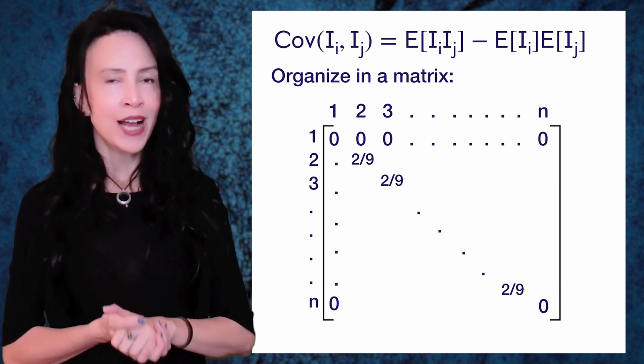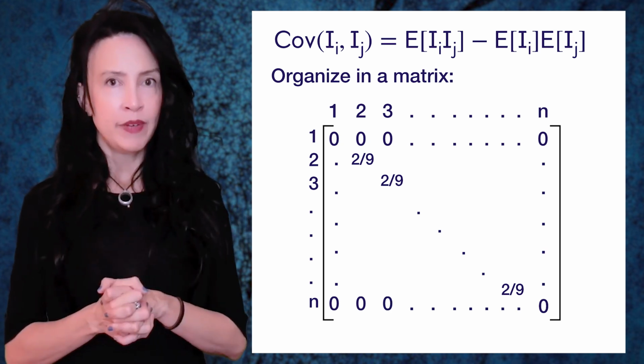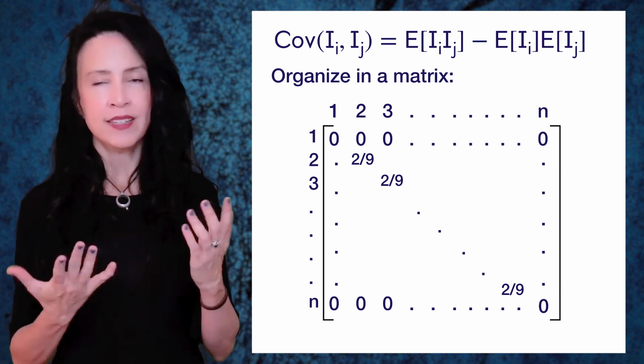While we're here, we know I sub n is 0, so the covariance of anything with I sub n is going to have to be 0, because I sub n is going to be in both those expectation terms and it's going to be 0.